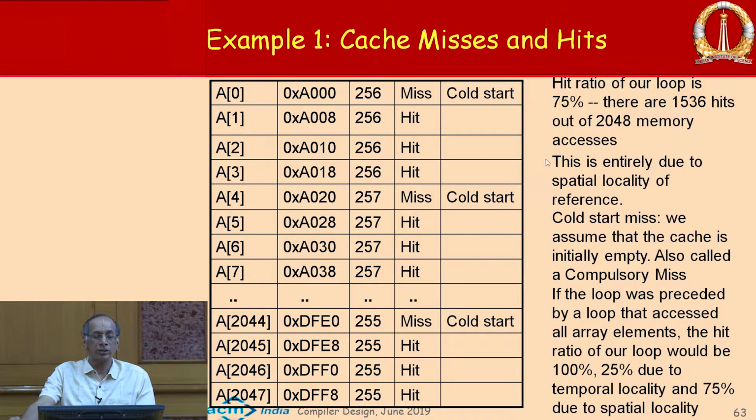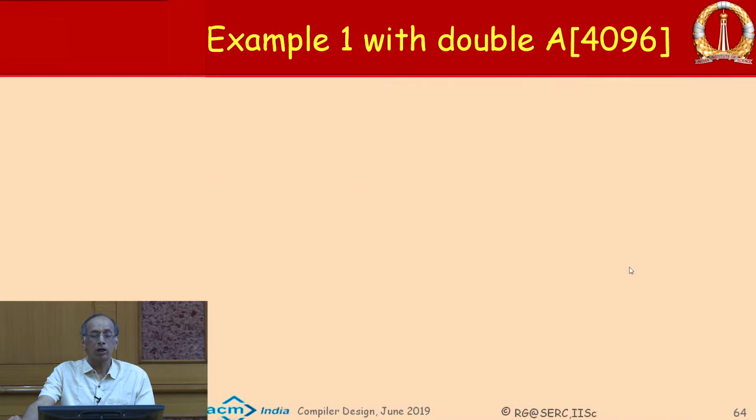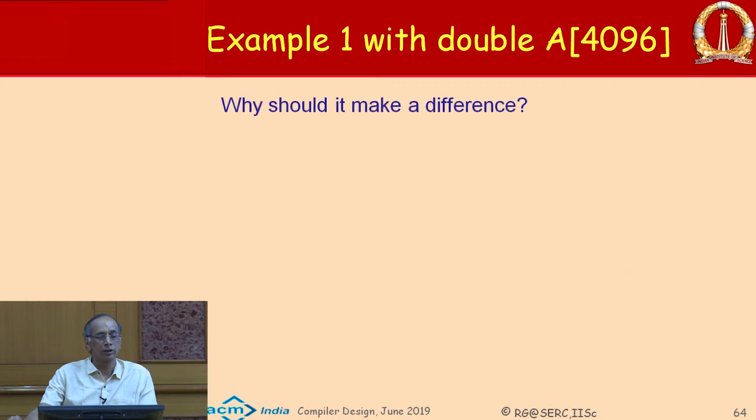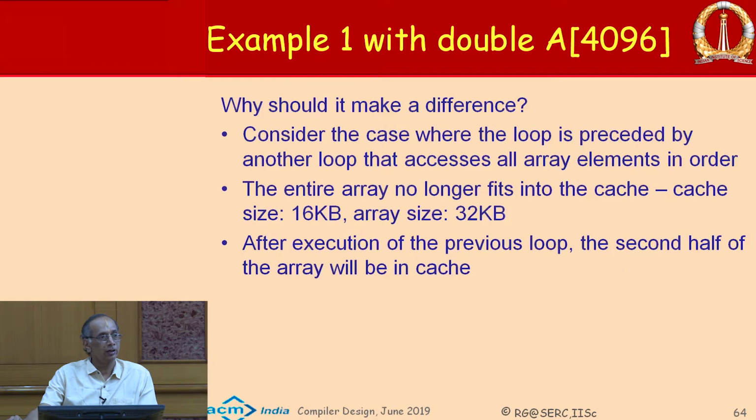Essentially, whatever we are getting is because of spatial locality, data is available. If you iterate it 10 times, then you also get benefit because of temporal locality. Okay. Now instead of 2048, let us say you have 4096 elements, then what happens?